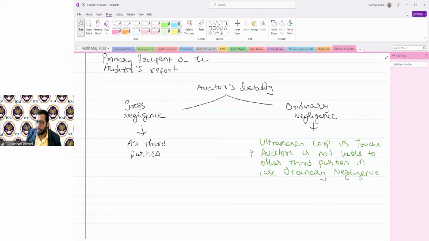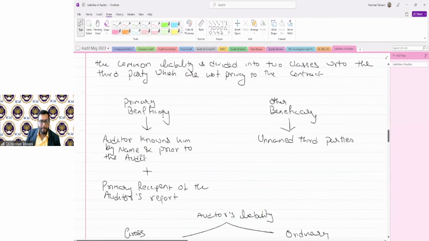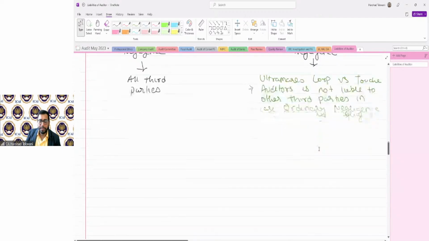Now, this was a particular case, a very old one from 1968, and it is still referred to by various courts in the US. There are other cases also, like Rusch Factors versus Levin, where the same decision was taken, but there is a different concept here. There are scenarios where, in case of ordinary negligence, the accountant, in the US a CPA, was held liable. In a primary beneficiary, the auditor knows him by name, but another concept was brought in, deemed awareness.